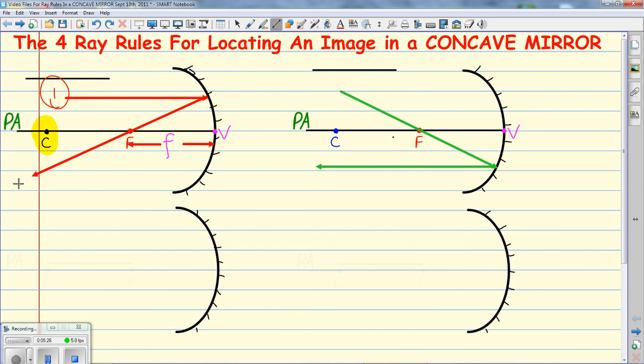will reflect in such a way that it is parallel to the principal axis. Well, instead of putting my ray box here and shining a ray of light, if I was to put my ray box here, the ray would simply follow this path, hit the mirror at this location, and it would reflect back. That's called the principle of the reversibility of light. Light, the path of light, is reversible. So you can see that this and this are similar. That's ray rule number 2.